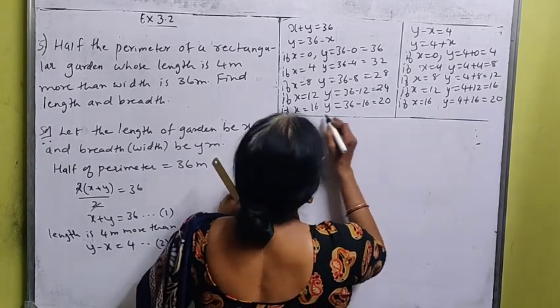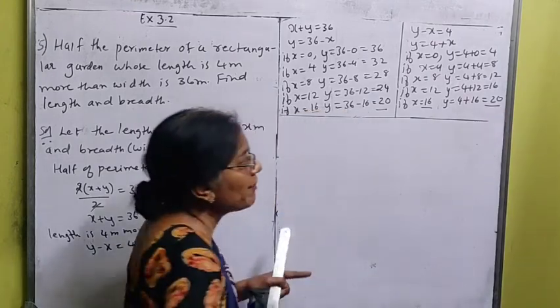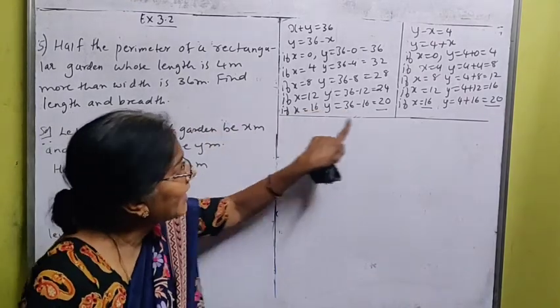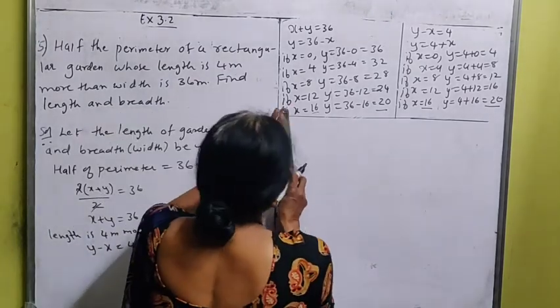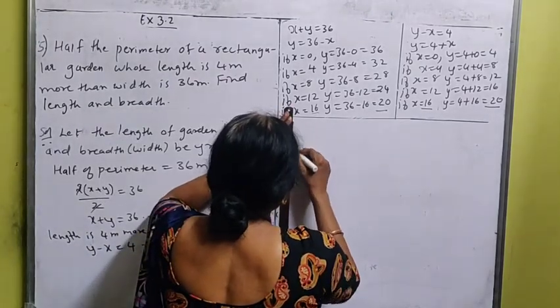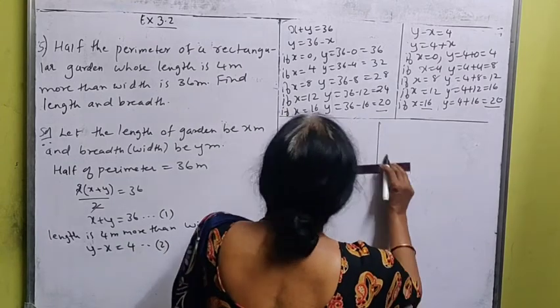Can you see something over here? 16, 20, 16, 20. So what will happen? The graph will meet at these points. That is what the intention is here. So let us take this. What we have to do? We have to draw now.